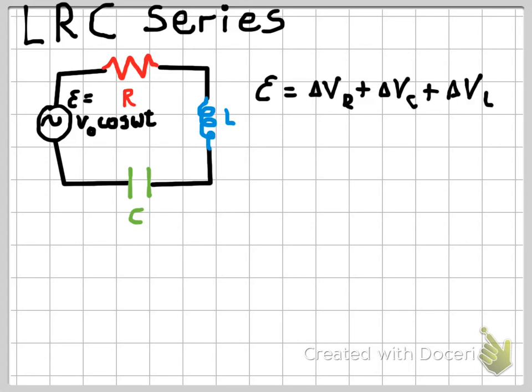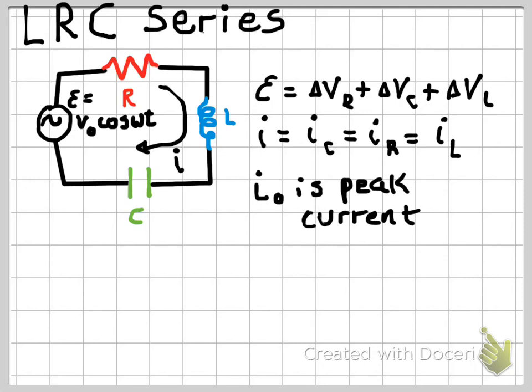The first thing to know is that the sum of the voltages through the resistor, inductor and capacitor should be equal to the voltage of the source. That's another way to write Kirchhoff's loop law. In a series circuit, the current through all the elements is going to have to be the same. Conservation of charge means that this statement is true. So the current through the capacitor equals the current through the resistor equals the current through the inductor, and that's equal to the current through the source.